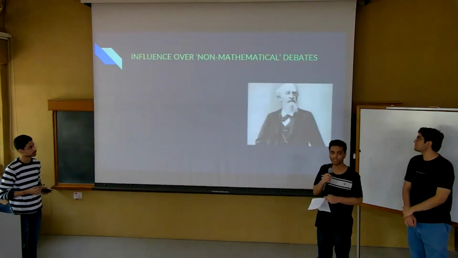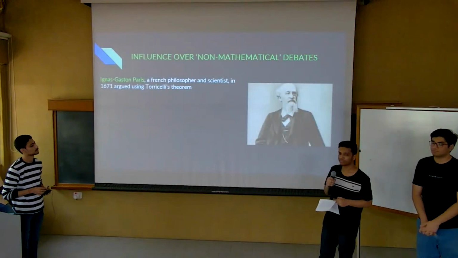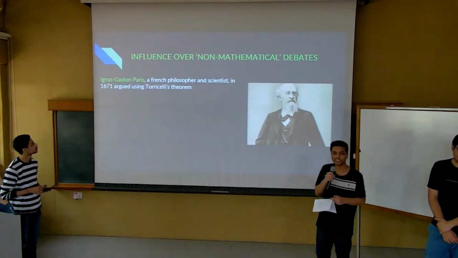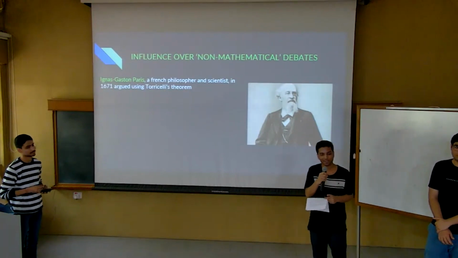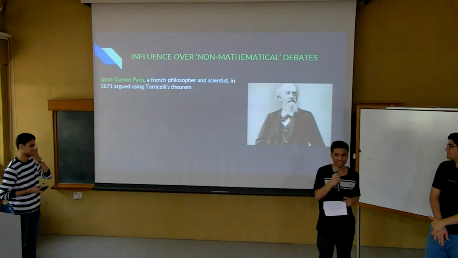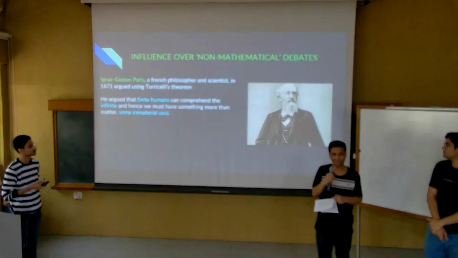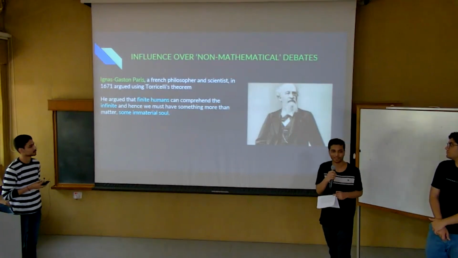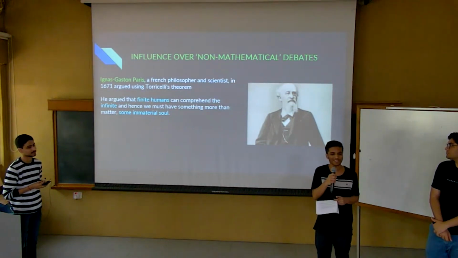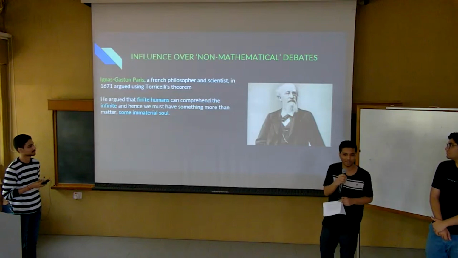I would like to conclude this presentation with a very interesting fact. When these calculations were made, this French philosopher, Mr. Gaston Pardies, tried to prove the existence of God on the basis of these calculations. He argued that a finite human like Torricelli is able to comprehend the infinity, so humans must in some way consist of more than matter. He argued that humans also consist of some immaterial souls, hence God exists. I know it's quite a vague argument, but these are exactly the words of Mr. Pardies.